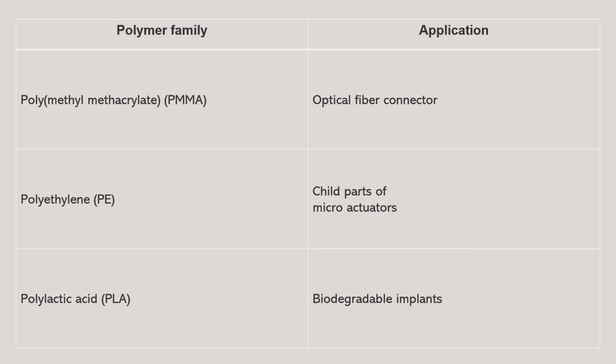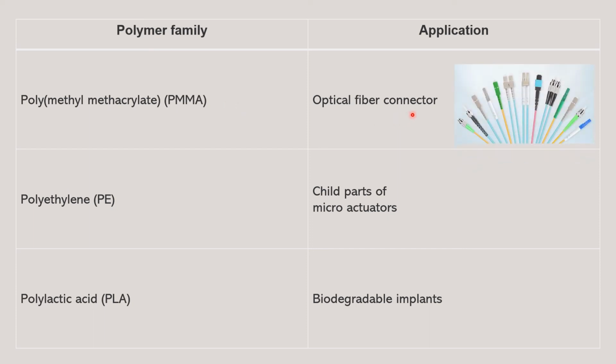Alright, so the next polymer family or material used in micro injection molding is polymethyl methacrylate or PMMA. It is used to create optical fiber connectors. Here is one. There are a lot of types of optical fiber connectors, and all of them are mostly created by injection molding, using this PMMA.